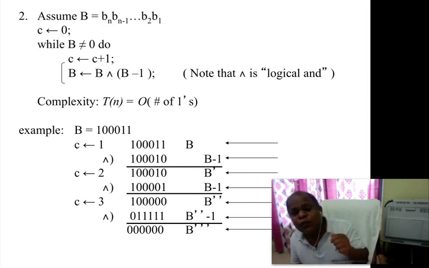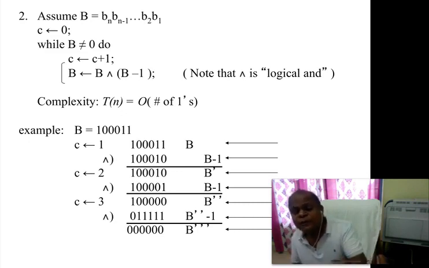Now the new b will be the old b, that is 10001, logical AND of b minus 1, that is 10000. Hence, if you do the logical AND, the new b will be b dash, which is equal to 10000. Now, this new b is not equal to 0, hence c will be 2. And again, it will be logical AND of b dash minus 1, and since logical AND, your new b will be 1000, and the new b is not equal to 0, hence c will be 3.